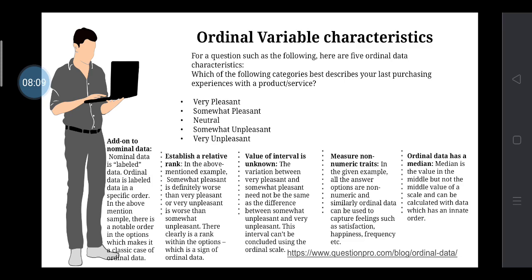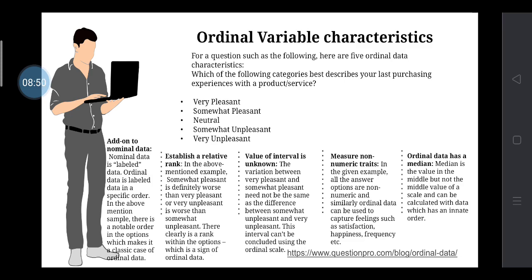Third, the value of the interval is unknown. The variation between pleasant and somewhat pleasant need not be the same as the difference between somewhat unpleasant and very unpleasant. This interval can't be concluded using the ordinal scale. With an ordinal variable, you cannot use an interval because most of the survey data has unknown specific values which cannot be calculated.